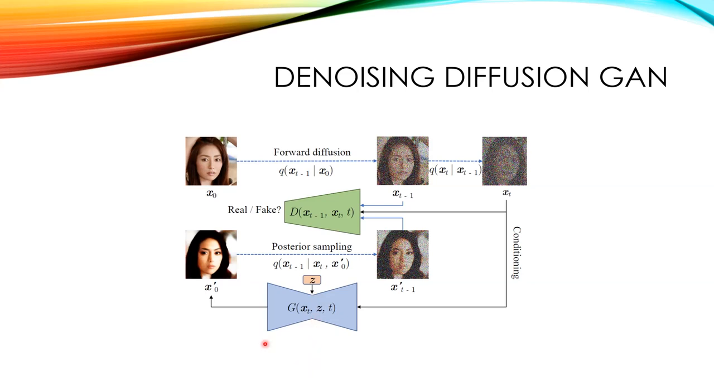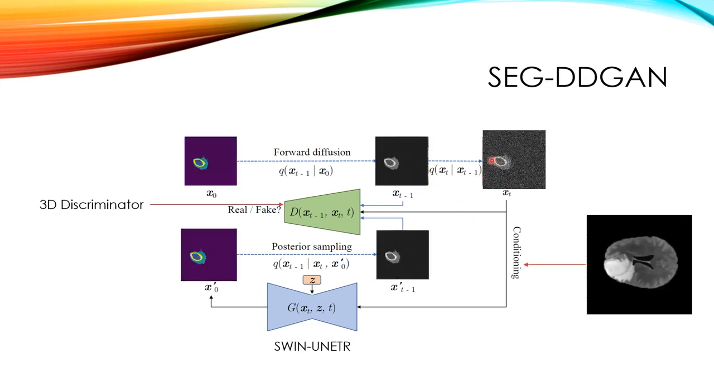After the generation, x dash t-1 is produced from the generated output, and the discriminator's job is to mark this pair as fake and this pair as real. So there's adversarial training going on along with the diffusion process. Inspired by this work, I decided to base my model on it.